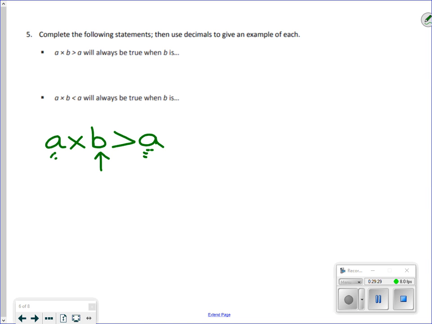I'm kidding. So A times B is greater than A when B is greater than 1. Whether it's a fraction, whether it's a decimal, whether it's a regular number, if it's greater than 1. We have done fractions, we have done decimals, you can do 2, as long as it's greater than 1. This will always be true.